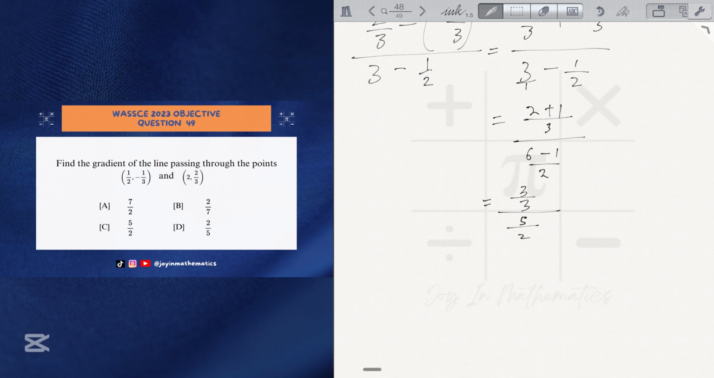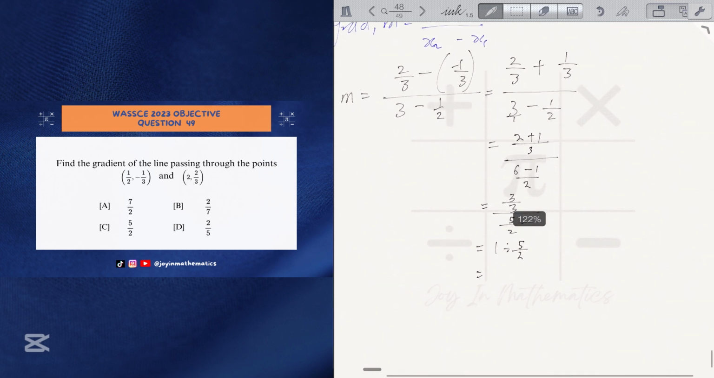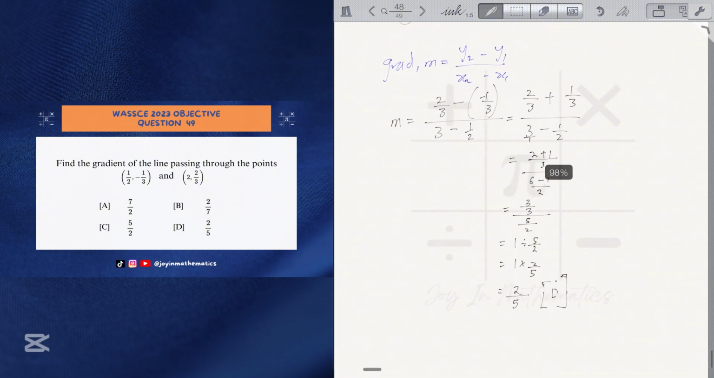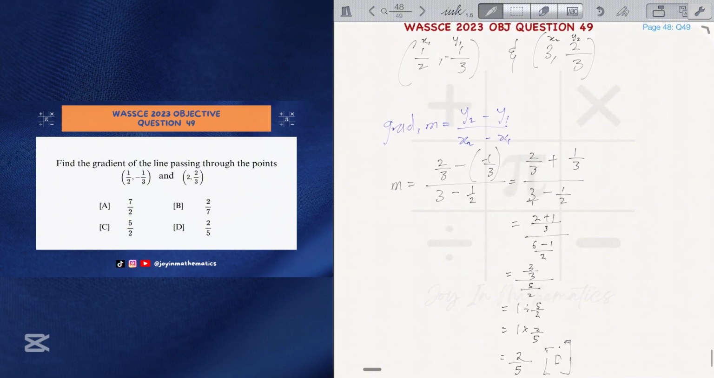So 3 over 3 is equal to 1, divided by 5 over 2. So let's change this division sign into multiplication. So we have 1 multiplied by 2 over 5, and we will have 2 over 5 to be the gradient. 2 over 5 is equivalent to option D. So you can see all we just did was to know x1, y1, x2, y2, and apply the formula for the gradient to have the value of m to be equal to 2 over 5.